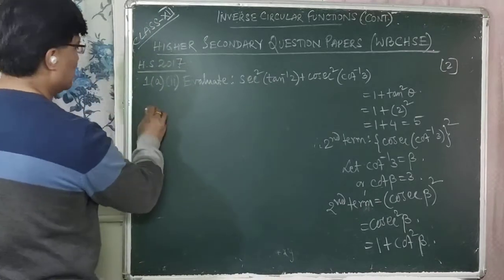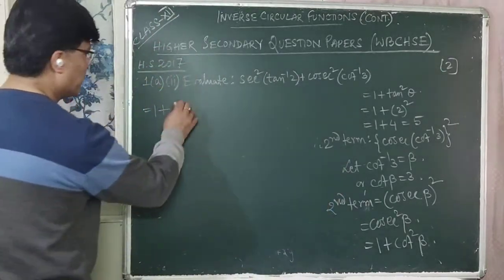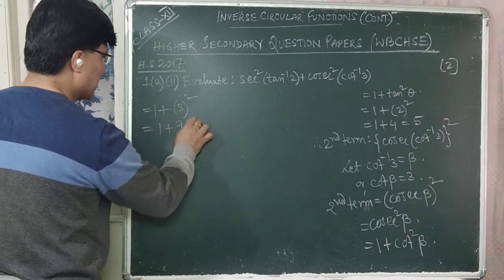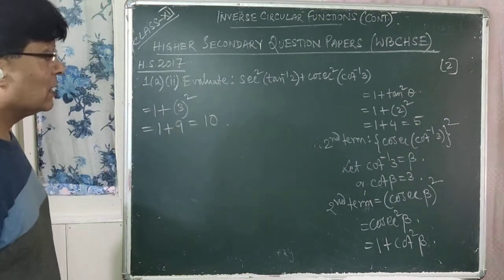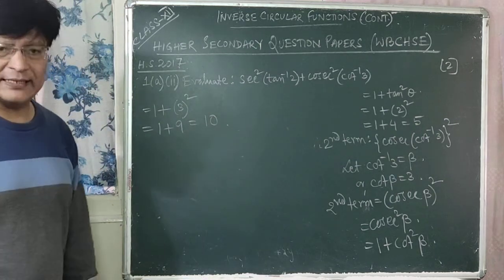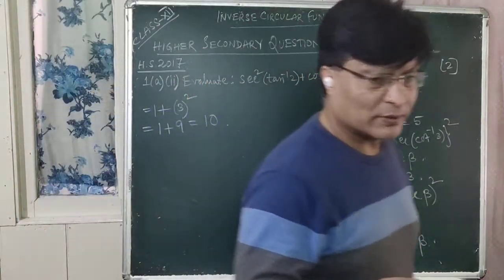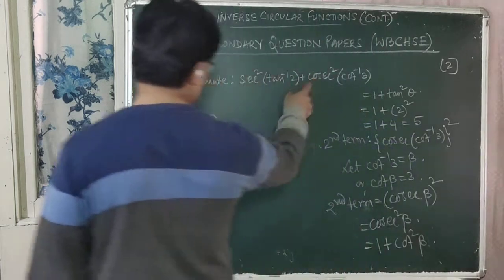So next, which is equal to 1 plus, what is the value for cot beta? It is 3. So this is your 3 whole square, which is equal to 1 plus 9. What is the value of the second term? The value of the second term is 10. Is it clear? So now you have to get the value of the given expression, isn't it? So what is the given expression out here? The given expression out here is this one.